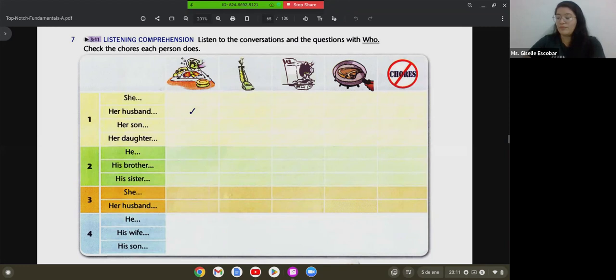Conversation 4. Do you do household chores? Of course. Actually, we all do in my family. That's great. Who does what? Well, my wife usually makes dinner, and I wash the dishes. On weekends, I do the laundry, and she cleans the house. And our son washes the dishes on weekdays.